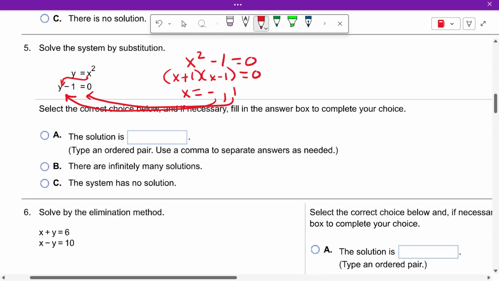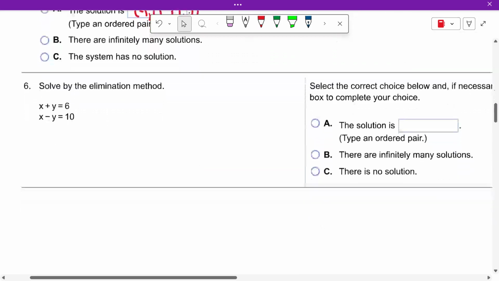Ooh, x is negative 1. Okay. So if x is negative 1, y is 1. And if x is 1, y is 1. So both of those make this work. So we have two sets of answers. Because we can't plug these into the second equation because they're x values. So we have to plug them into this top equation. Negative 1 squared is 1. So negative 1, 1. And if we check it in the other equation, 1 minus 1 is 0. And so on.